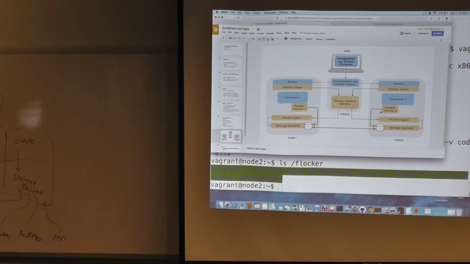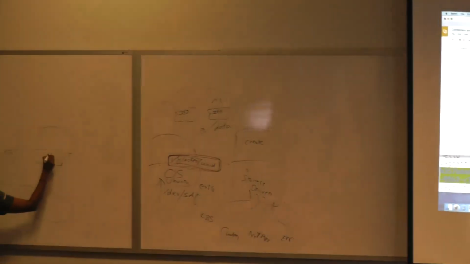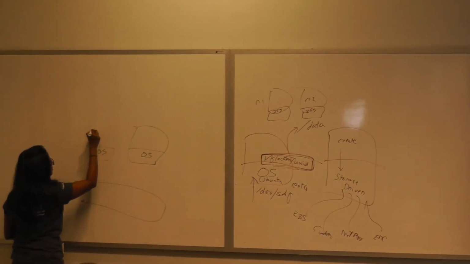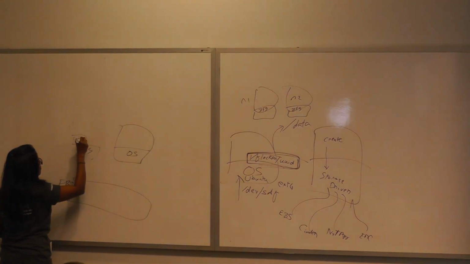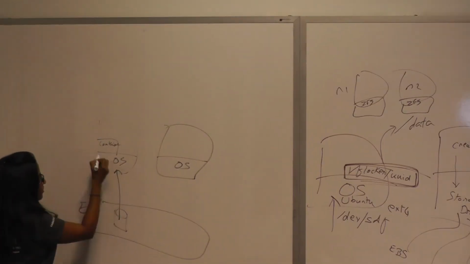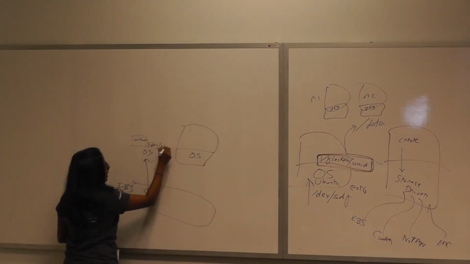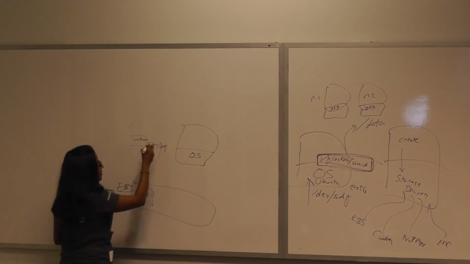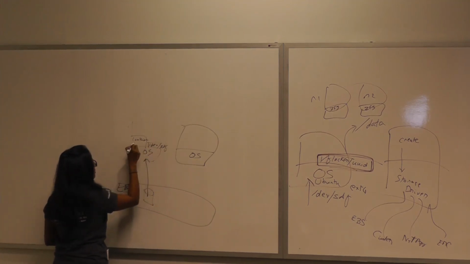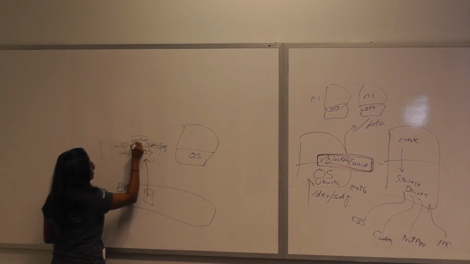Let's say we have EBS. When we started the container on this node, what would have happened is that it would have created this brand new volume and attached it to this node. At this point, you will have /dev/sdf, and you format it using ext4, mount it at /flocker/uuid, and bind mount it into the container at /data.